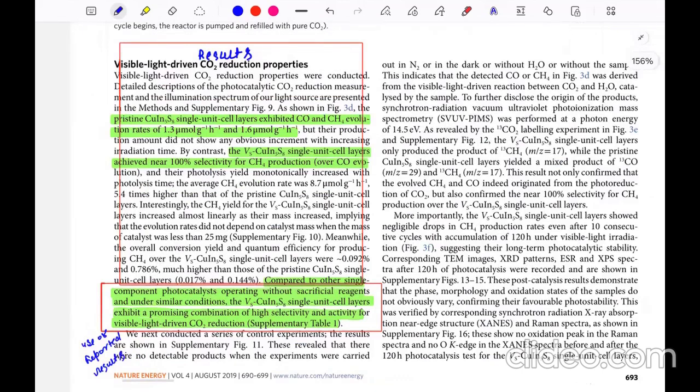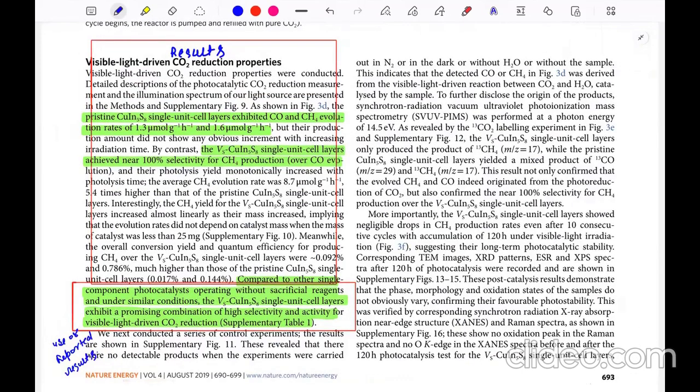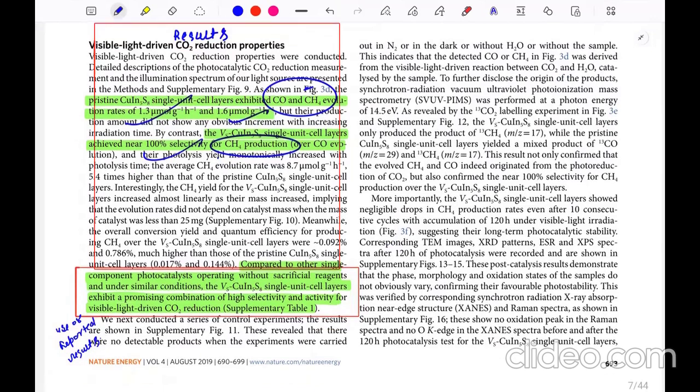Moving on to the other part of the paper, here is also a result: the pristine copper indium sulfide layer exhibited both CO and CH4 evolution, with rates of 1.3 micromole per gram per hour and 1.6 micromole per gram per hour, whereas the system in which there is sulfur vacancy achieves near 100% selectivity for CH4 production over CO evolution. Both are producing CO and CH4 in the pristine case, but with sulfur vacancy, only CH4 is produced, with 100% selectivity.